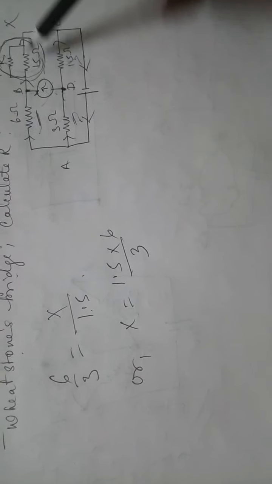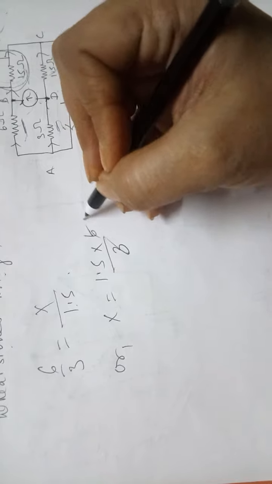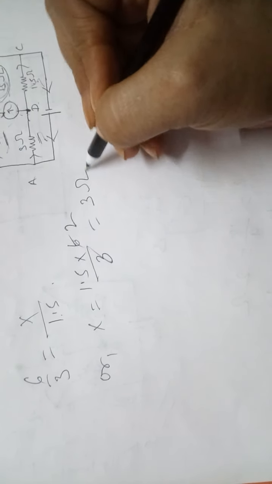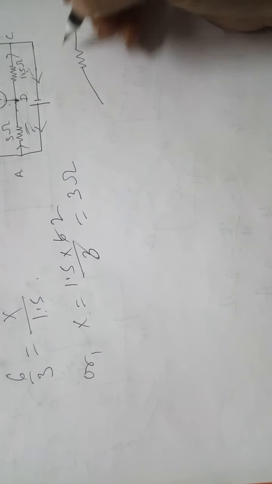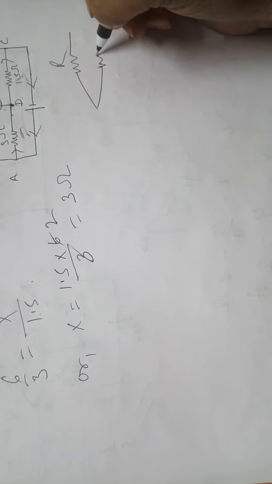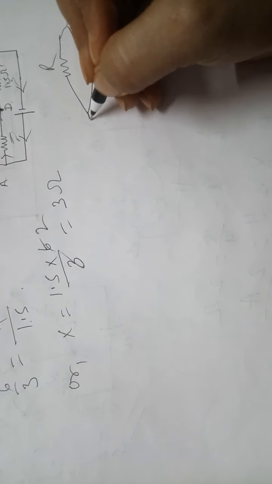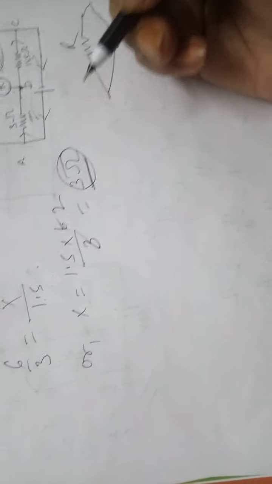So P by Q is equal to X by this. So we are getting this value here, 6 times 1.5 divided by 3. So the value of this becomes 3 ohms. So in this circuit that we have, this is R and this is 15 ohm. It's given 15 ohm, right? So the equivalent resistance that we get is X equal to 3 ohm.